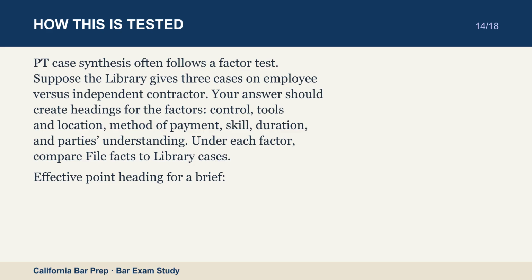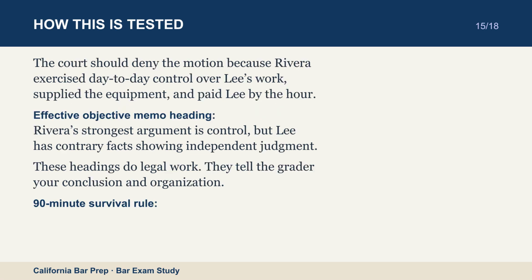Effective point heading for a brief: The court should deny the motion because Rivera exercised day-to-day control over Lee's work, supplied the equipment, and paid Lee by the hour. Effective objective memo heading: Rivera's strongest argument is control, but Lee has contrary facts showing independent judgment. These headings do legal work. They tell the grader your conclusion and organization.